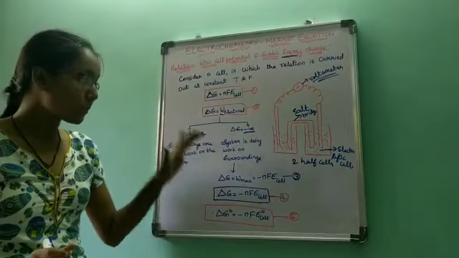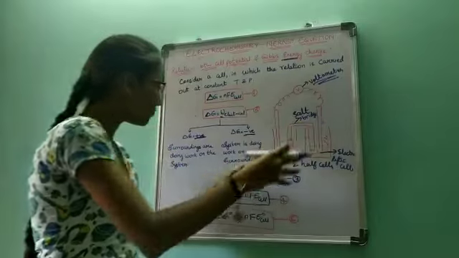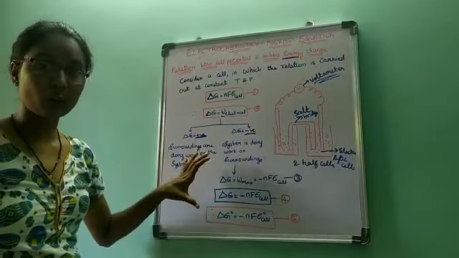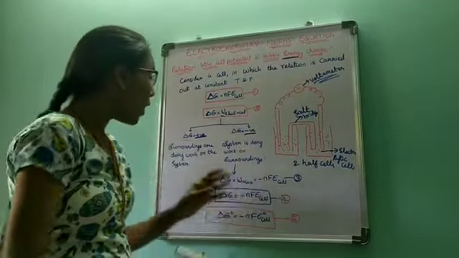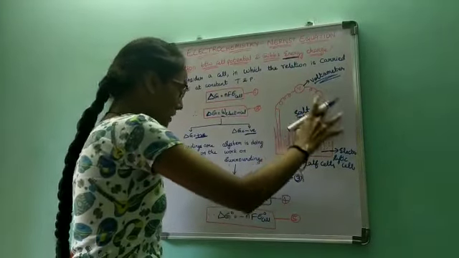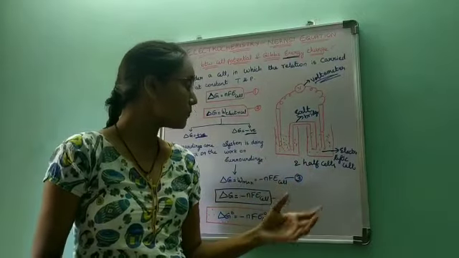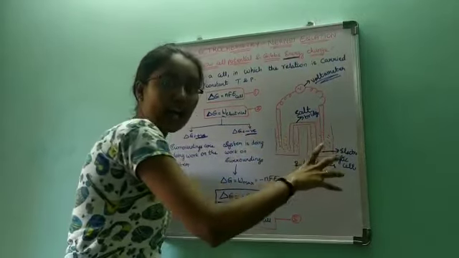When delta G is positive, the surroundings are doing work on the system. Observe clearly that when delta G is positive, surroundings are doing work on the system, while in the case of negative delta G, the system is doing work on the surroundings.